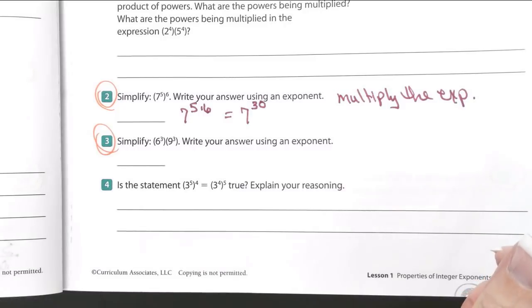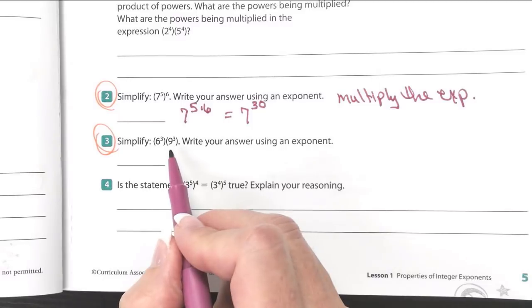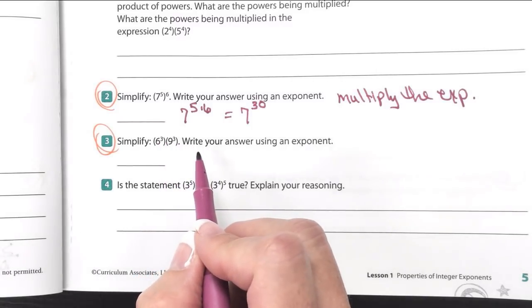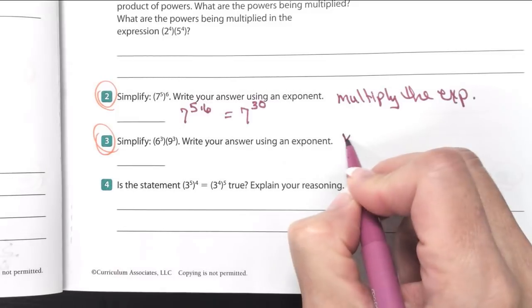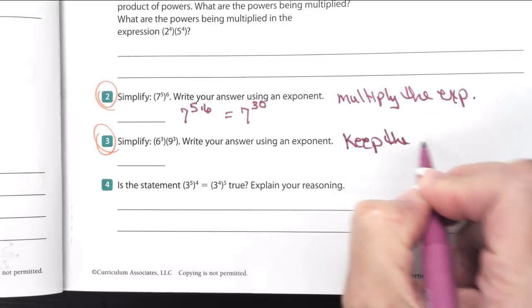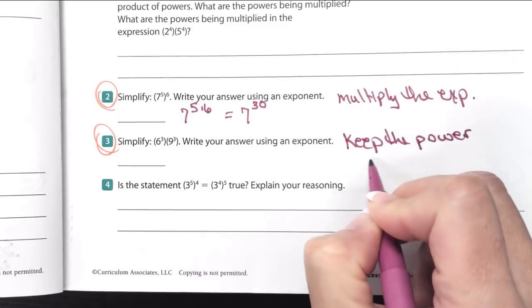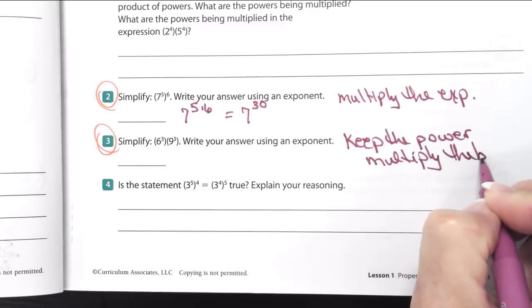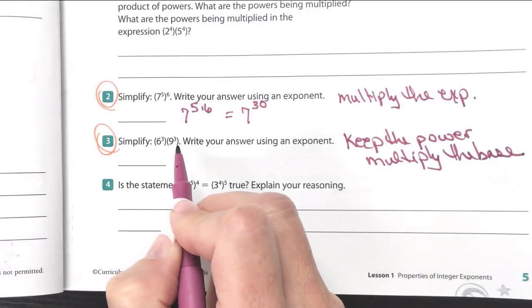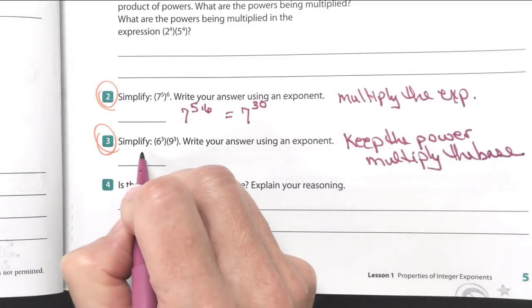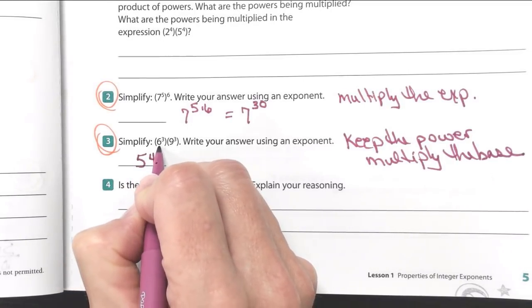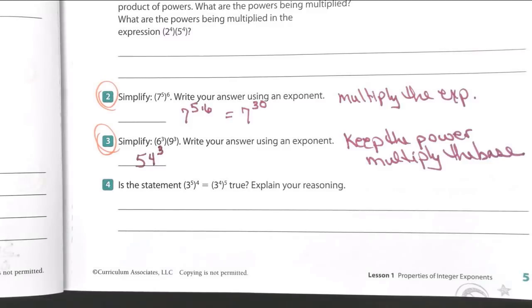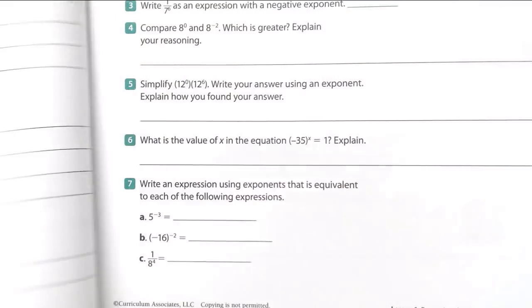So 7 to the 30th power. All right, now number 3 is a little different. We have 6 to the 3rd times 9 to the 3rd. Now we talked about if your bases are different, 6 and 9 is different, but your powers are the same, you keep the power and you multiply the base. So I'm going to keep the 3, that's my power, and 6 times 9 is 54. So 54 to the 3rd power would be my answer. All right, a few more.